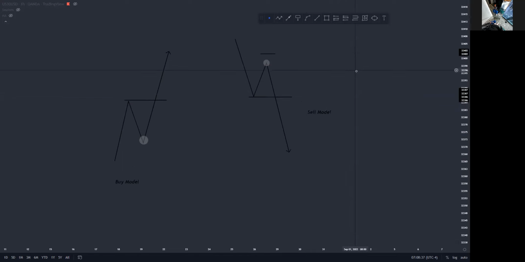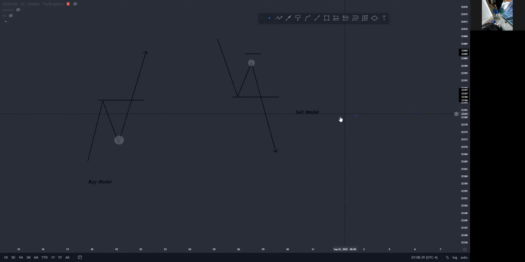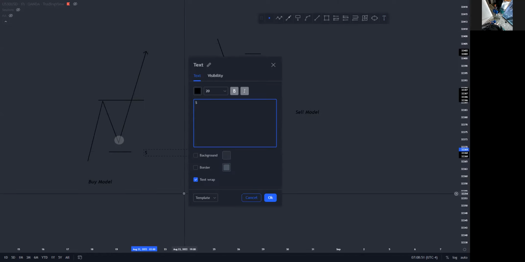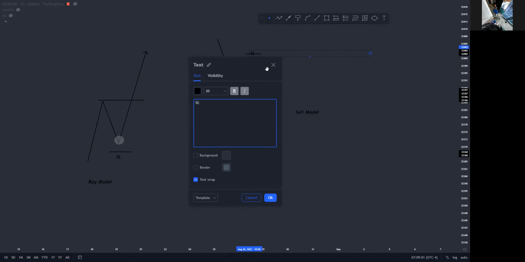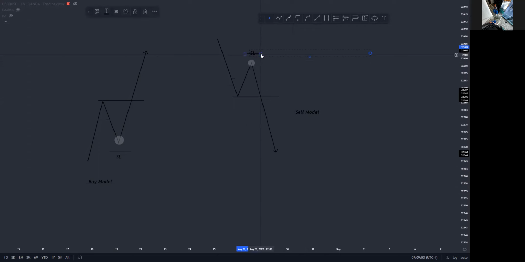Right? All right, so we got that. And we're always putting our stop loss a little bit below the structure, right? So SL here. SL here, right?